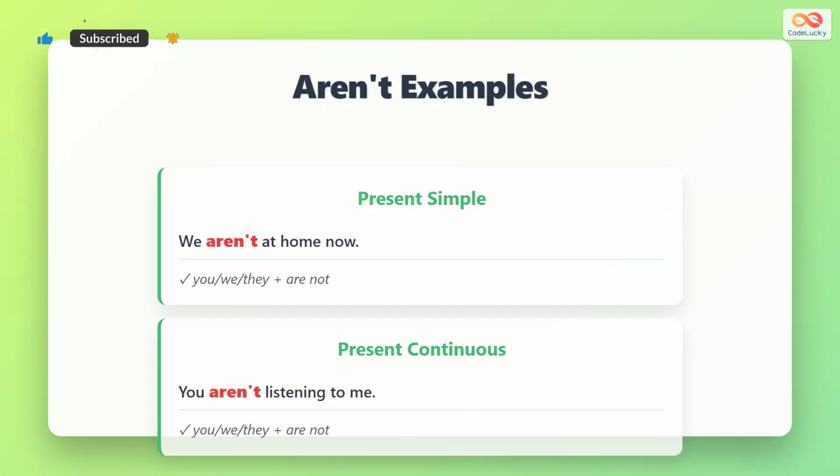Now let's look at aren't examples. First example in present simple. We aren't at home now. We use aren't because we is plural. Second example in present continuous. You aren't listening to me. Here we use aren't because you takes the are form. Always remember aren't for you, we, and they.